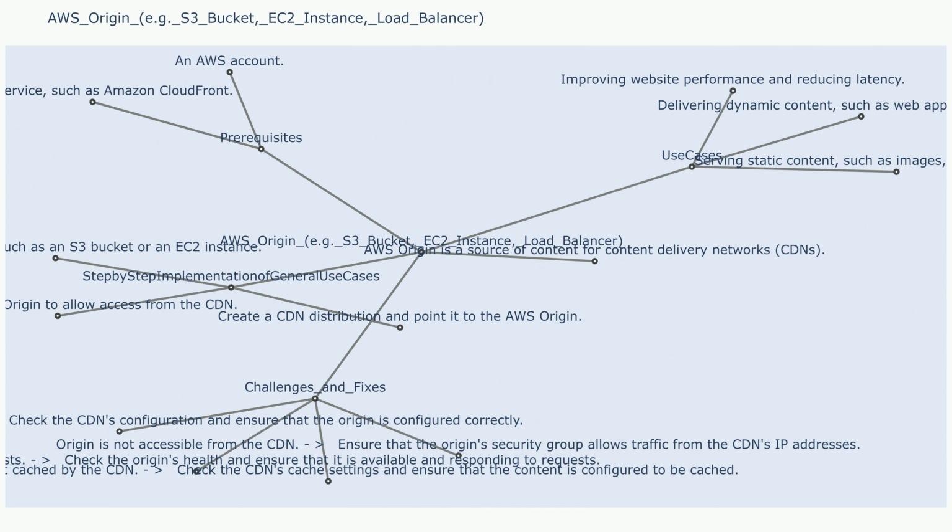Check the content's headers and ensure that they are correct. Review the HTTP headers in the responses from your origin server and the CDN to verify that they are set correctly. Ensure that the CDN's origin access identity (OAI) is configured correctly. The OAI should have permissions to access the origin.